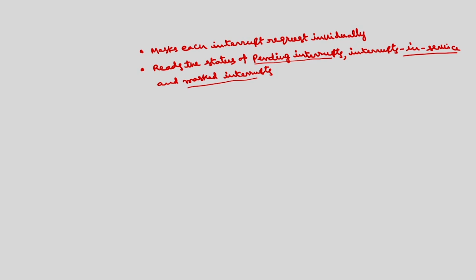Maskable interrupts means they cannot interrupt the 8086 while these interrupts are in service. So, after the servicing of the particular interrupt, the masked interrupt can be unmasked so that it can request 8259 for the interrupt service. So, there are three types of interrupts. This 8259 can read the status of all the three types of interrupts.